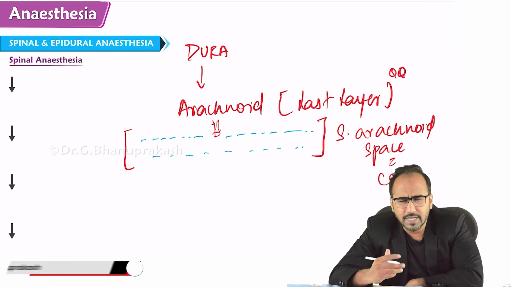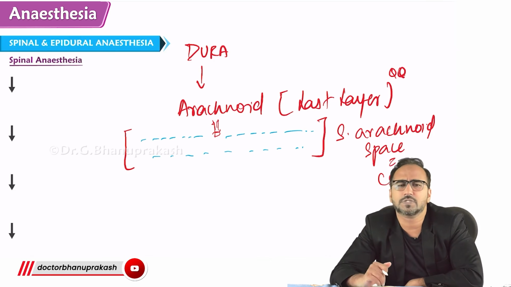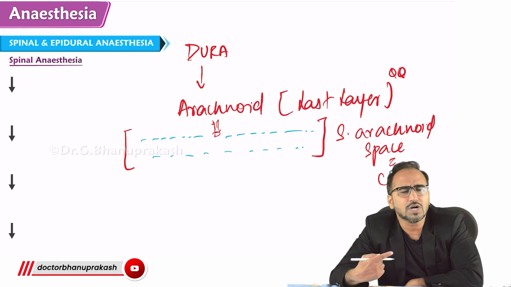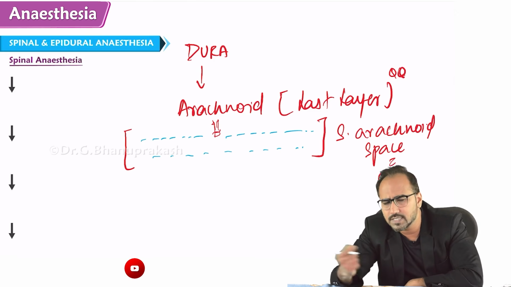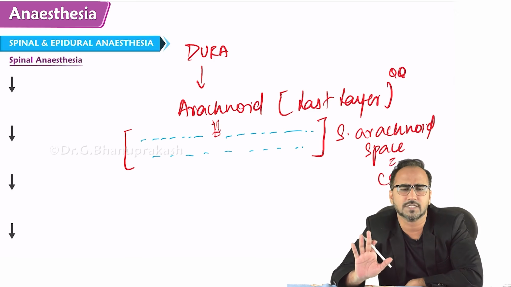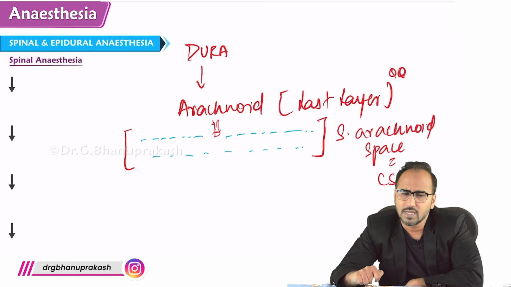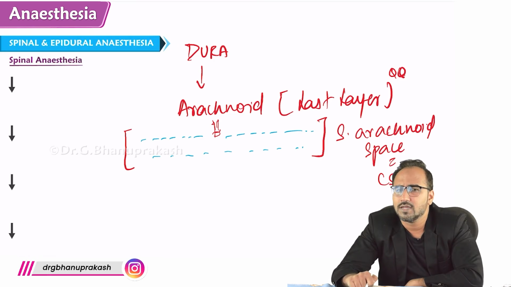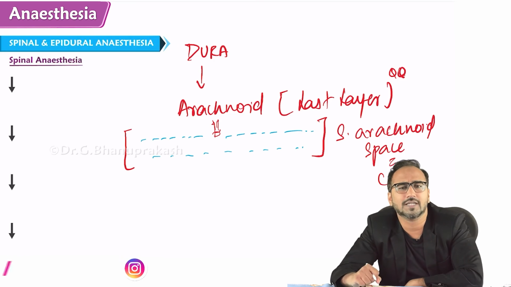Once you are in the subarachnoid space, remove the guide wire from the needle. There will be a thin guide wire inside the needle. Keep the needle inside the space only, and wait for the drops of CSF. Once you see the drops of CSF coming, what we need to do now? Now we need to inject the local anesthetic.